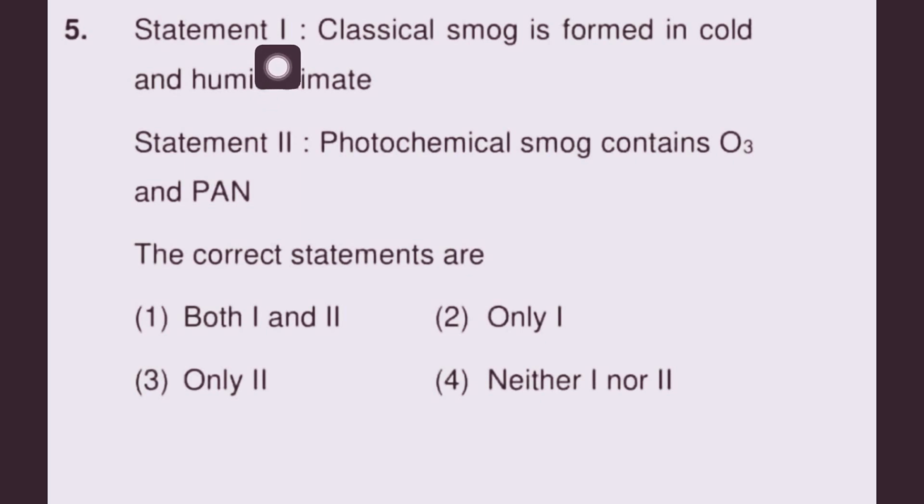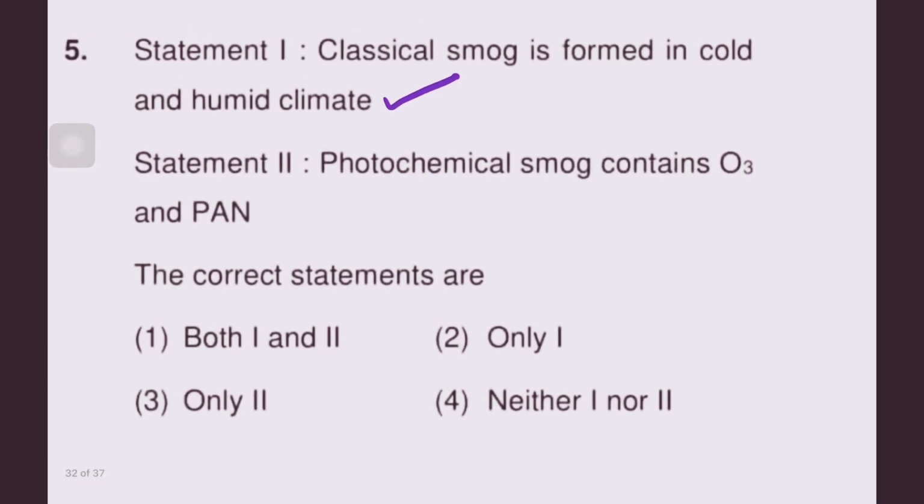fifth one, statement 1. Classical smog is formed in cold and humid climate. That is perfect. That is correct statement. And the second one is photochemical smog contains ozone and PAN. This is also correct. Ozone, PAN, aldehyde.